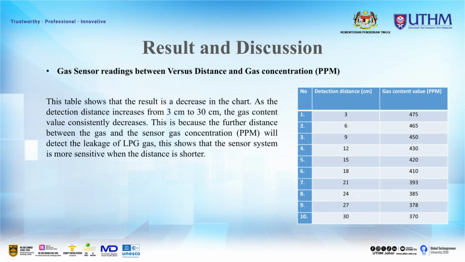This result is obtained from the gas sensor readings between the distance and gas concentration in ppm. This shows that the sensor system is more sensitive when the distance is short.